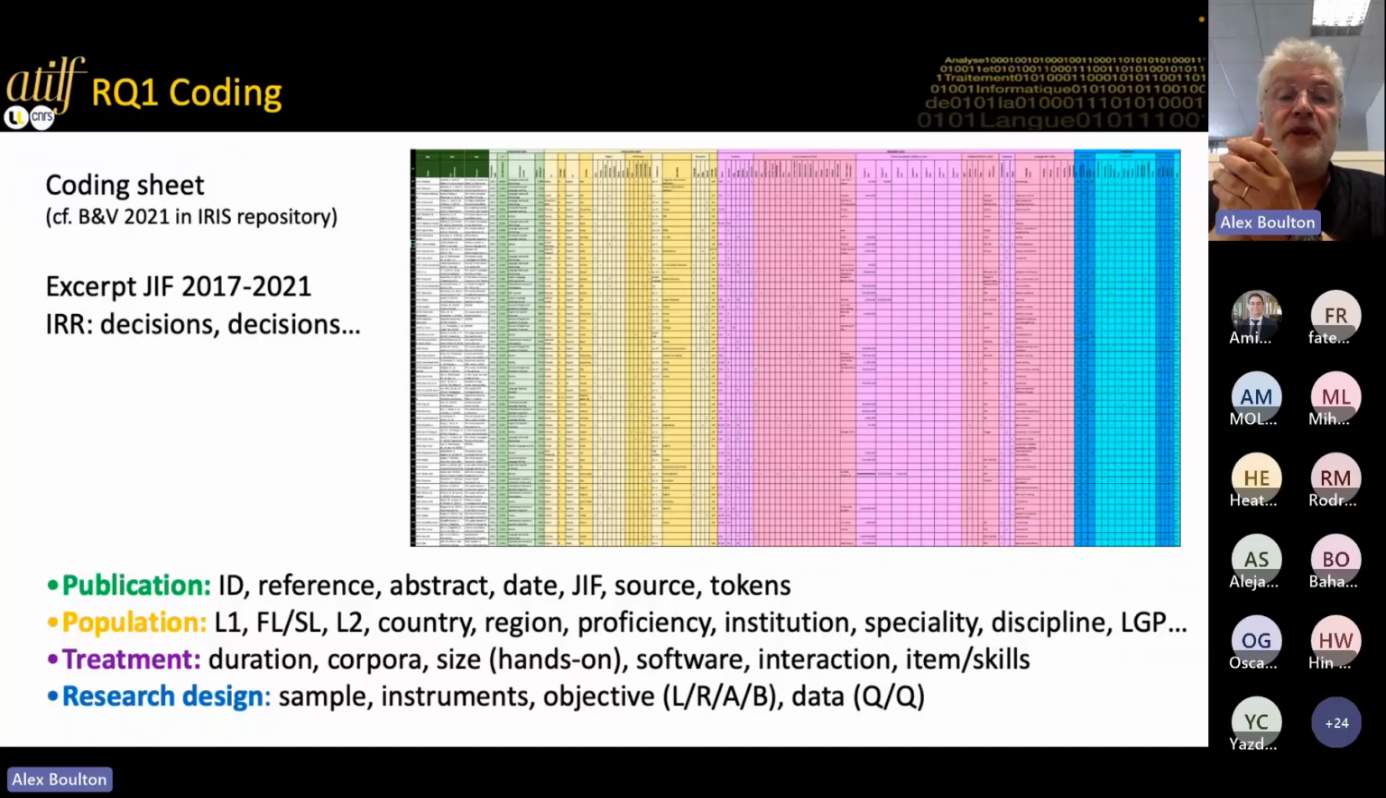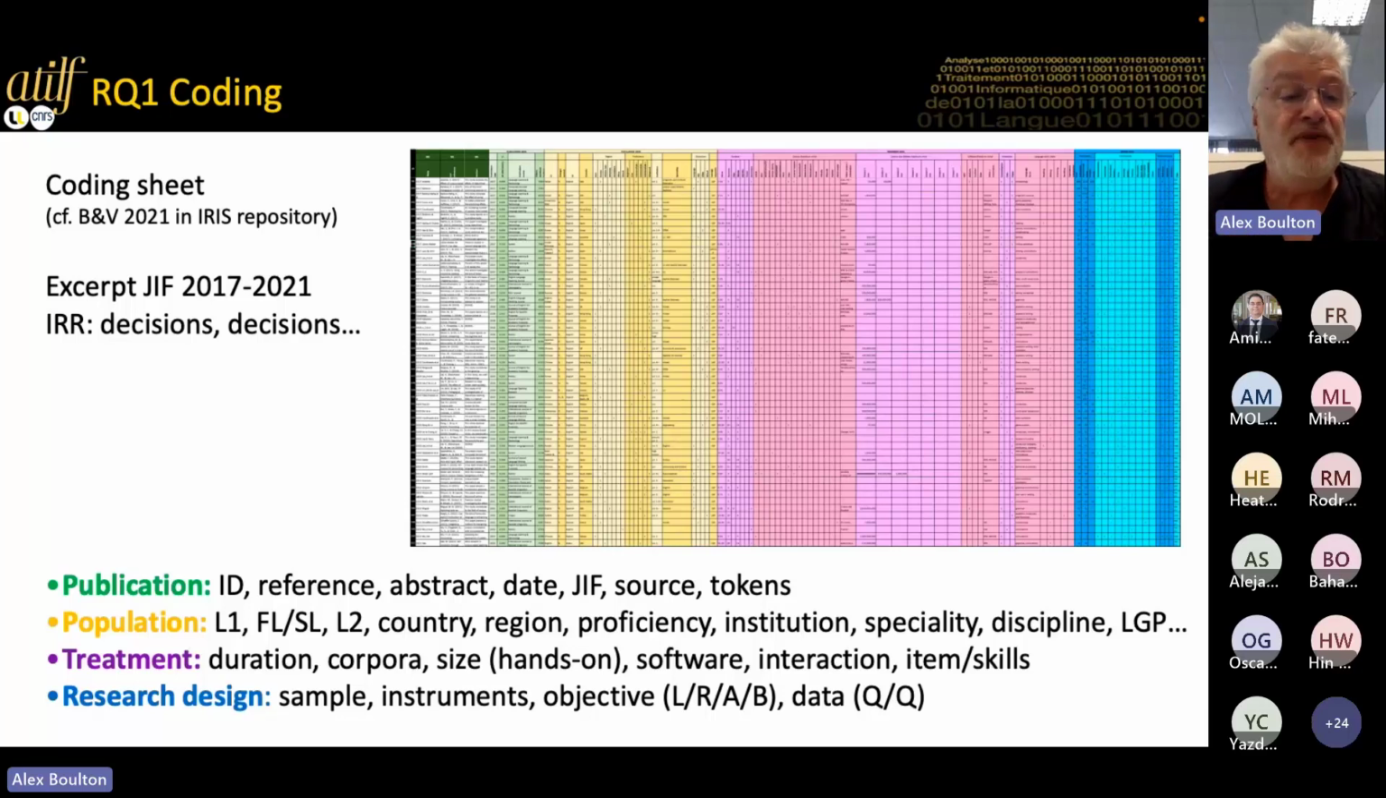Nina Diakina and I have been through all of this. We've tried to establish inter-rater reliability, but there are many, many decisions to be made. We don't always agree, and somebody else wouldn't agree with us. So I can't say this is absolutely 100%. The figures I'm going to give you are true and right, but they're indicative.